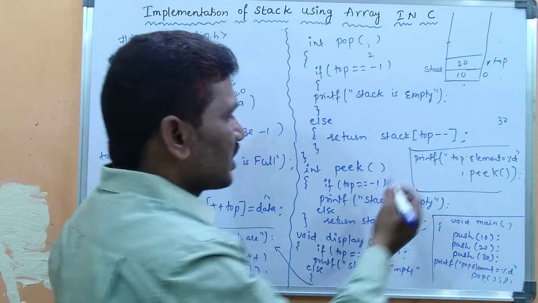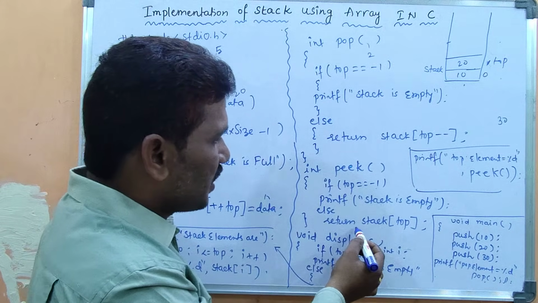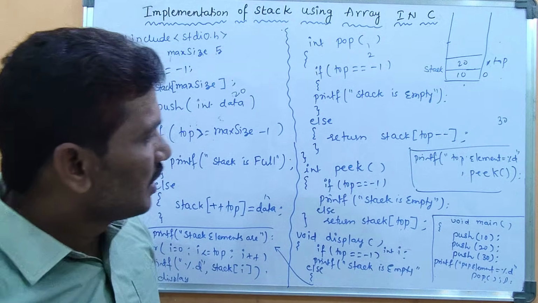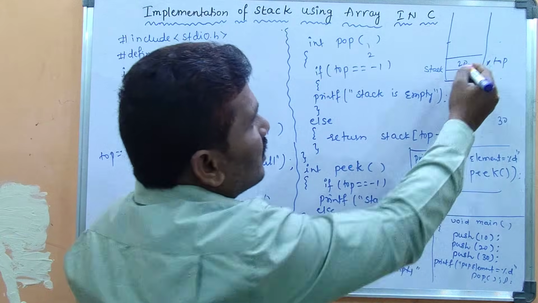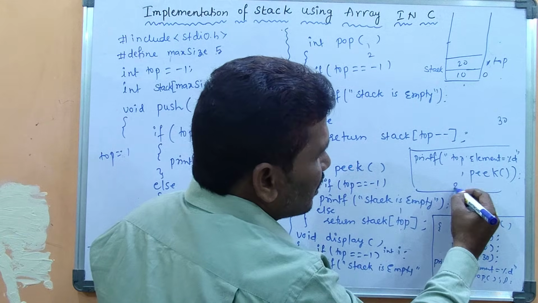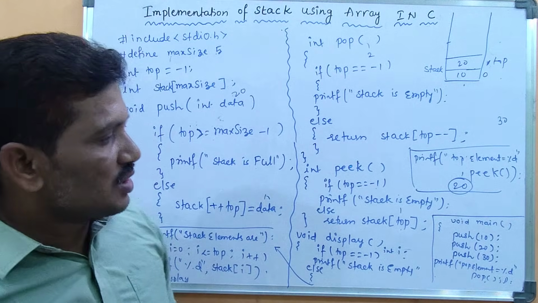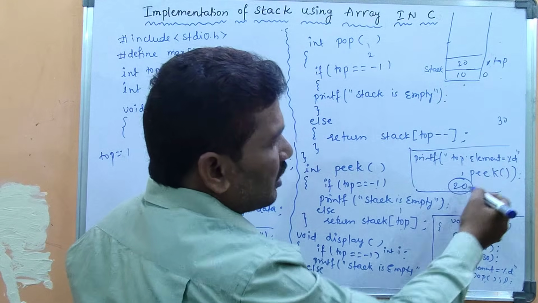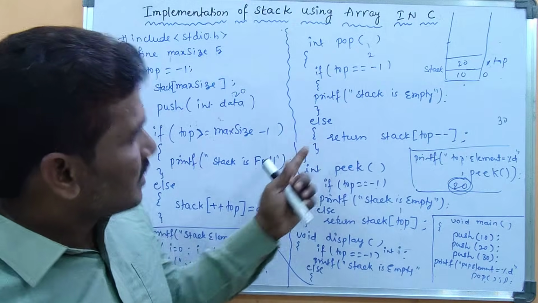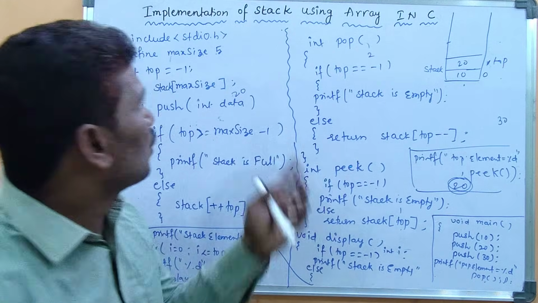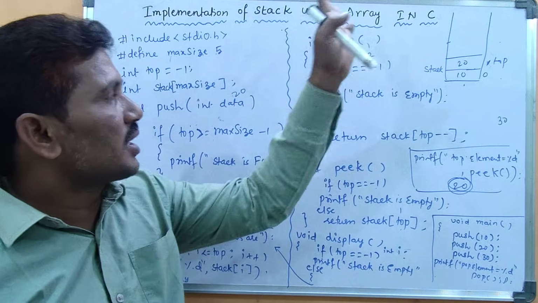1. Because the condition returns false, it comes to the else part. Stack of top. What is the top value? 1. What is the stack of 1? 20 will be returned. Which one is the top element here? What is the output we got? Top element equal to 20. Okay. This is the simple program for how we can implement the stack using arrays.